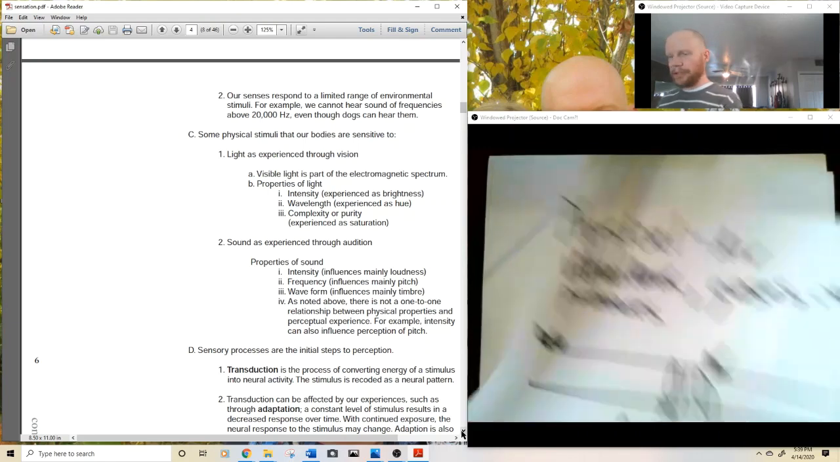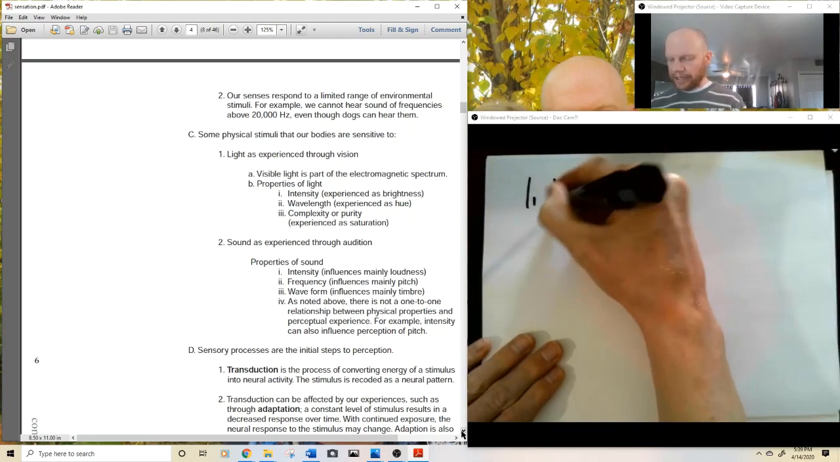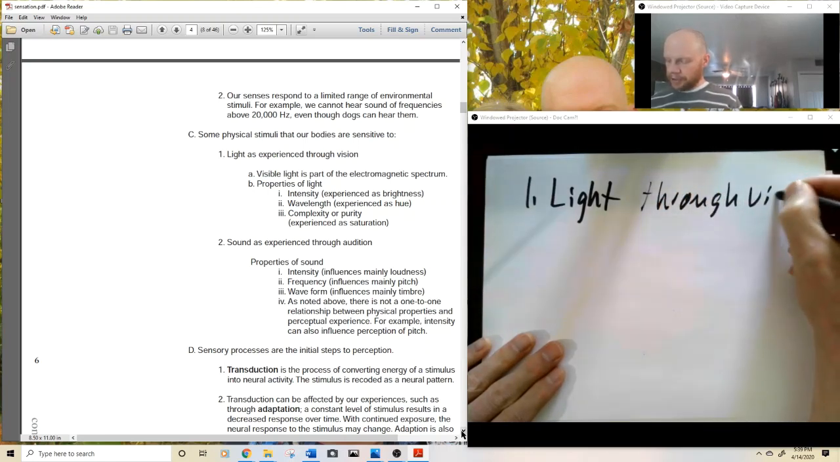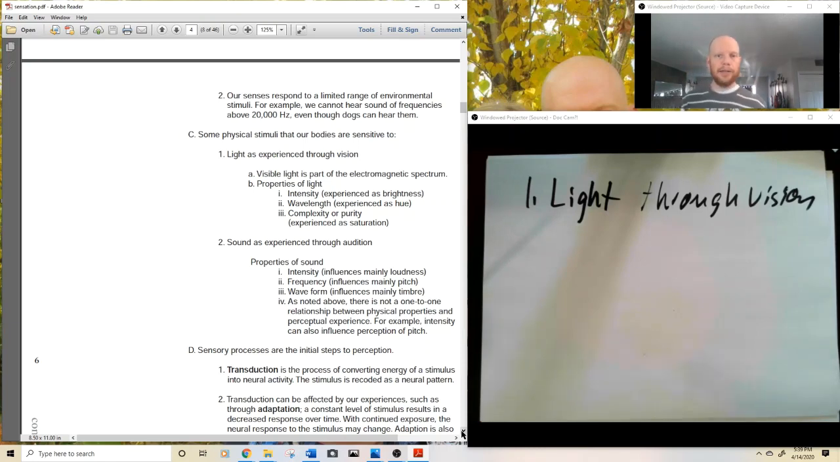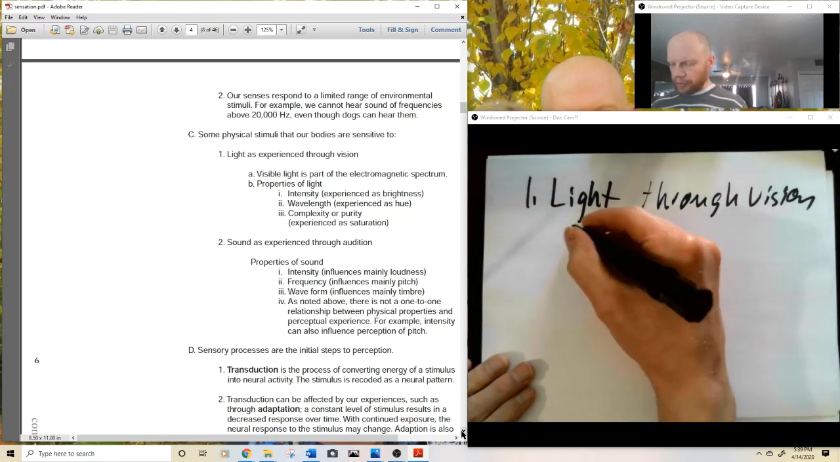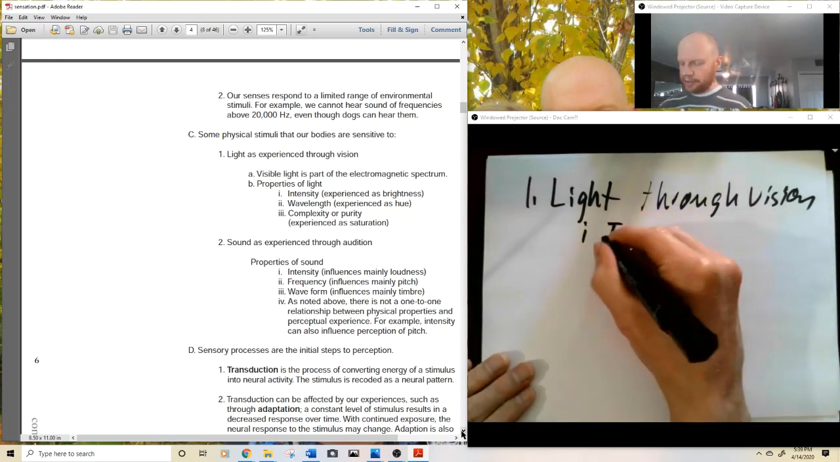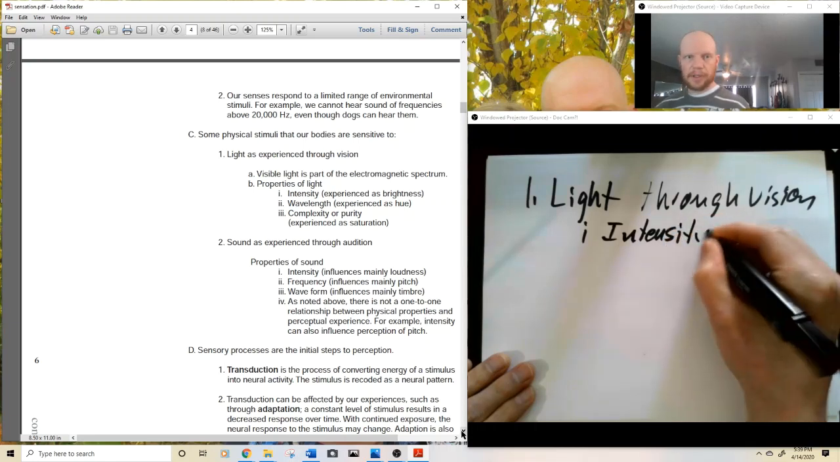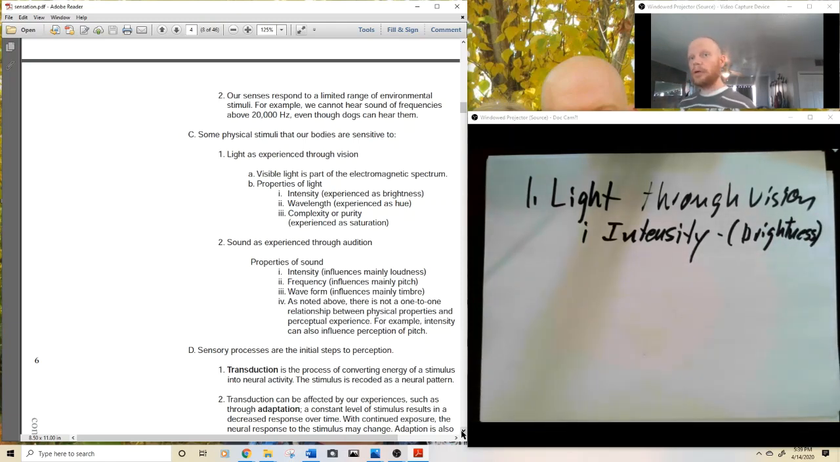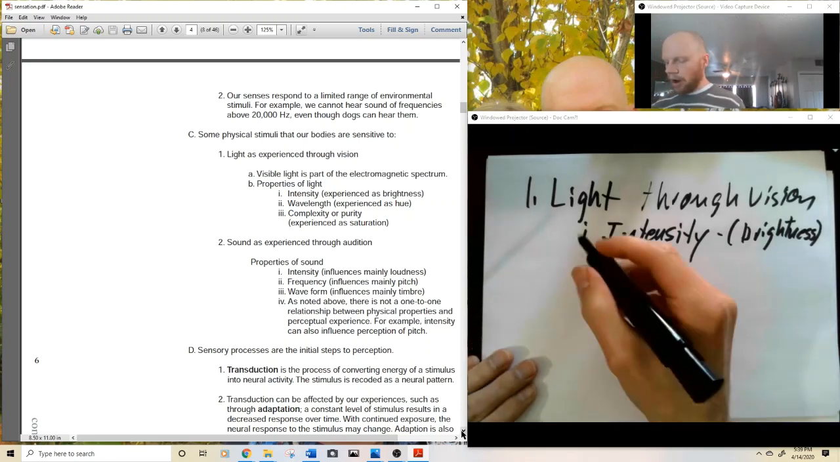Here are some things that our body are really sensitive to. Number one, light. Through vision. So I just talked about it's part of the electromagnetic spectrum, and there's kind of three parts to it. For part one, I'll use the same things, is intensity. And we experience this as brightness. So there's a part of our eye, and we'll talk about this a little bit more in a later one when we're talking about the parts of the eyeball that transmit and figure out brightness, how bright a thing is.